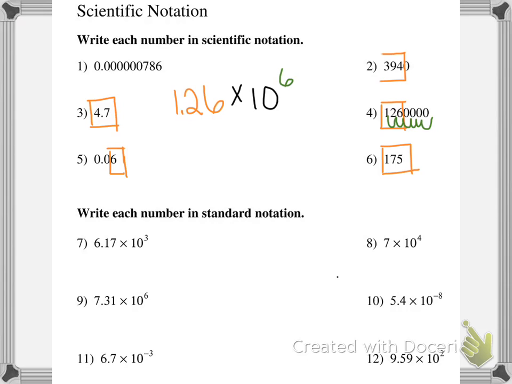Easy breezy. Now, when you do a number like number 3, number 3 is so simple and easy that it confuses a whole lot of people. First of all, we boxed the number 4.7. So we write 4.7. You notice we haven't had a decimal.